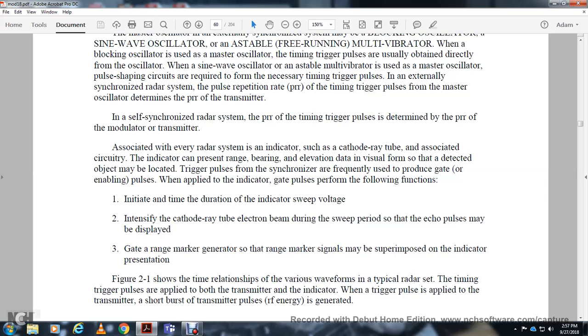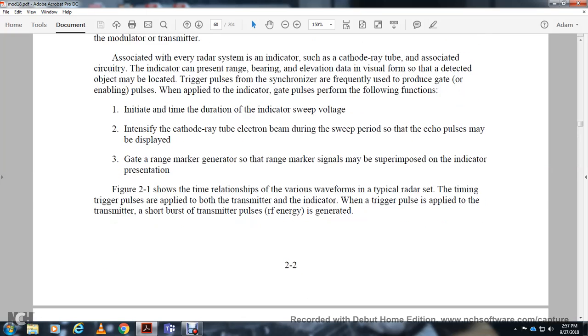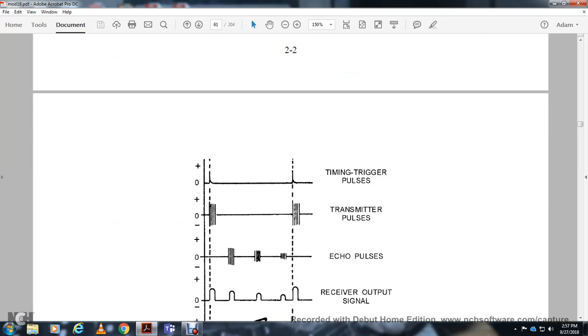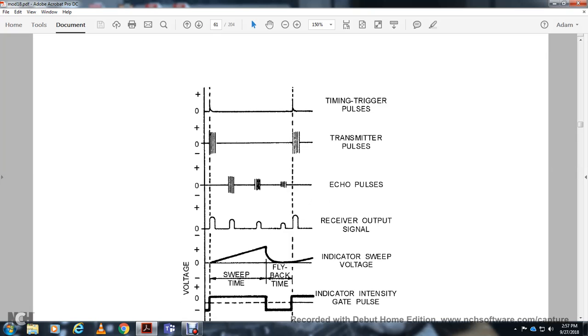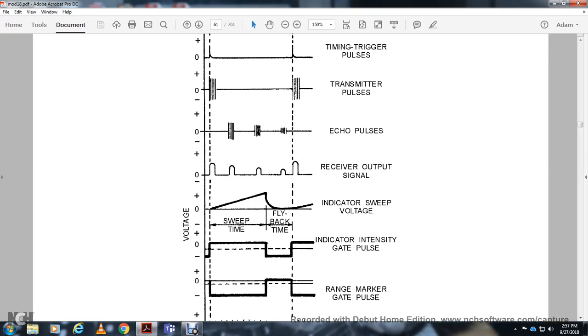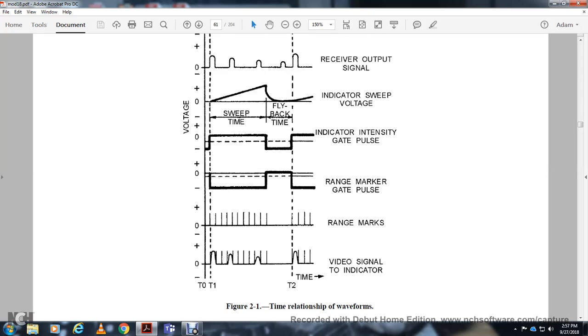In a typical radar set with timing, the trigger is applied with the transmitter, indicated with the trigger pulse. When it is applied to the transmitter, a short burst of radio frequency energy, the transmitter pulse, is generated. The figure shows the timer trigger, the transmitter pulse, and the echo pulse at the receiver output, the indicator sweep voltage, sweep time, flyback time, the indicator intensity gate pulse, the range mark gate pulse, and the range marks video signal to the indicator, with time intervals 1 and 2 and voltage positive, negative and 0.